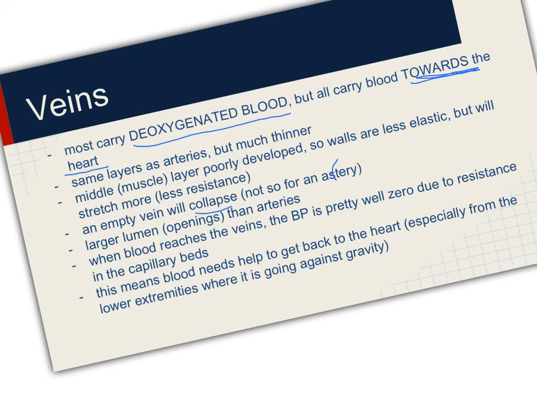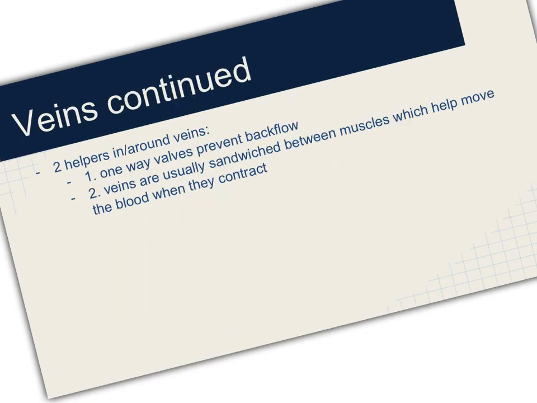than arteries, and when blood reaches the veins, blood pressure is pretty well zero due to the resistance in the capillary beds. This means that blood needs help to get back to the heart, especially from lower extremities where it's going against gravity. So two helpers that help blood in veins come back to your heart: first, our veins have one-way valves to prevent backflow of blood, as well as veins usually are sandwiched between muscles, which help move the blood when they contract.